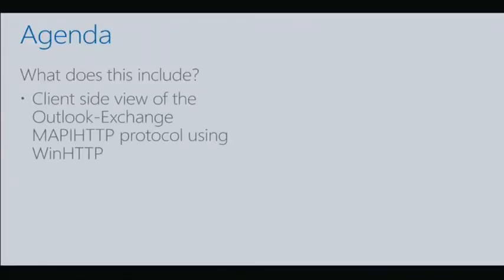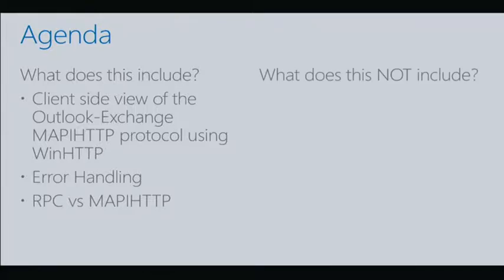So I'm going to go over how Outlook is implementing the MAPI HTTP protocol using WinHTTP. And I'm going to talk about some error handling scenarios that Outlook currently handles. And I'm going to give a brief overview of some of the major differences between RPC and MAPI HTTP.